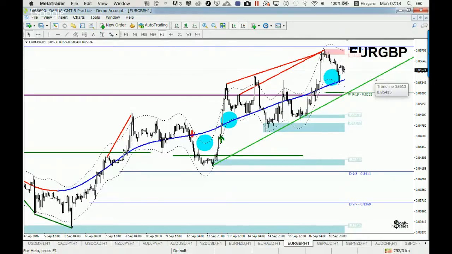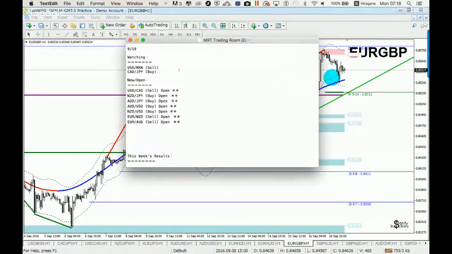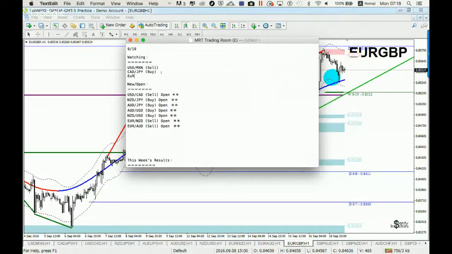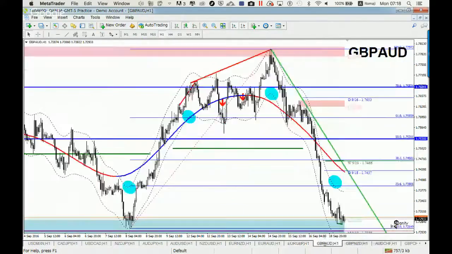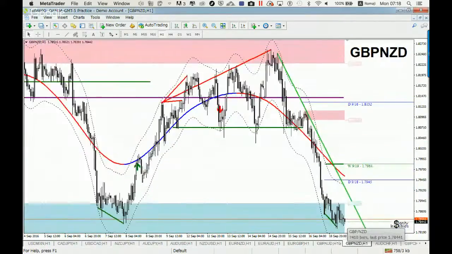The pound has really got slammed last week, and it may continue to suffer this week. But anyway, I'm going to go ahead and add this to our watch list, Euro Pound sell. And we'll be ready to take it when it happens. Pound Aussie buy.